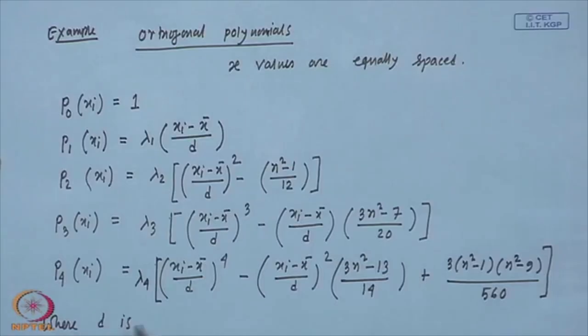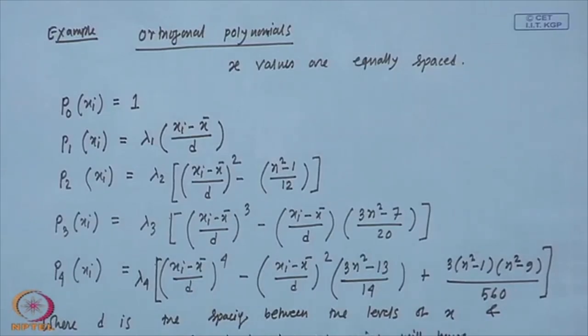where d is the spacing between the levels of x, and lambda j are chosen so that the polynomial will have integer values. Okay, these are the orthogonal polynomials.